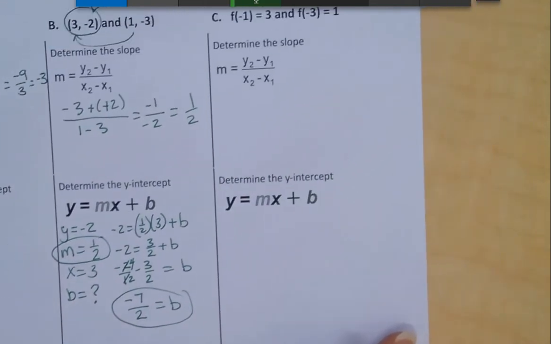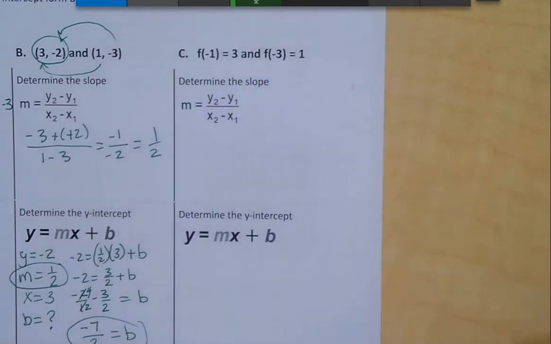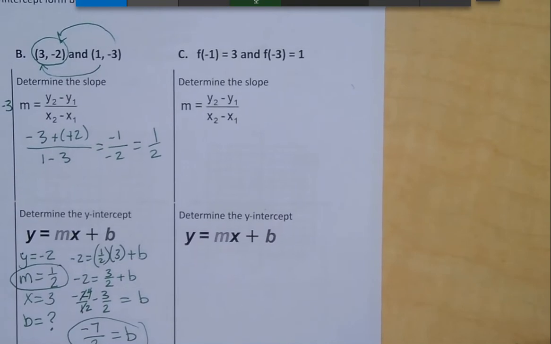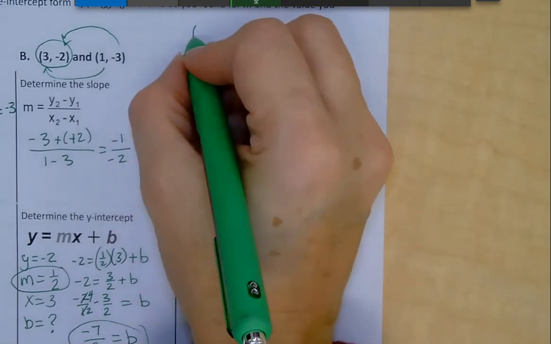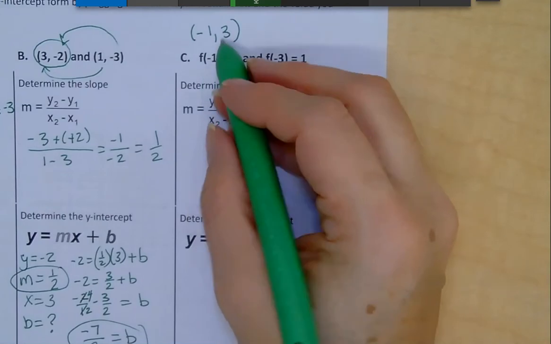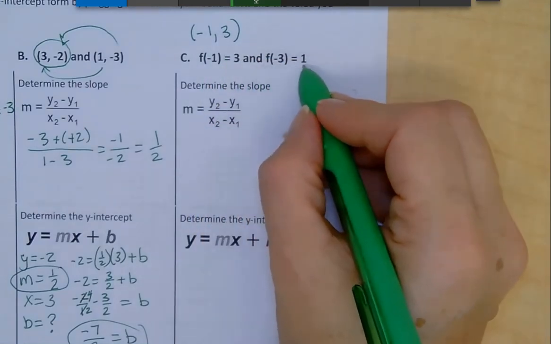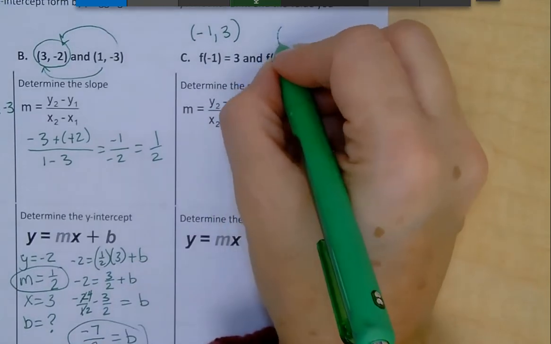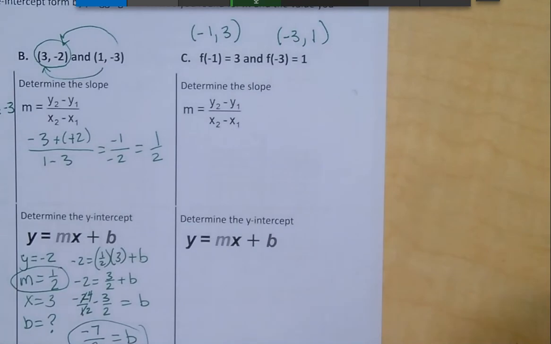All right, and finally, I'm given information in function format. So I need to think about my x and y as input and output. So for this f of -1 equals 3, that means when the input is -1, the output is 3. That ordered pair would be -1, 3 here. In the next information, the f of -3 equals 1, that means my input was -3 and my output was 1. Okay, so now I have two ordered pairs, so I can find my slope.